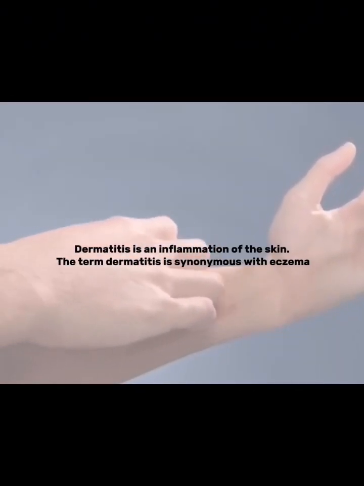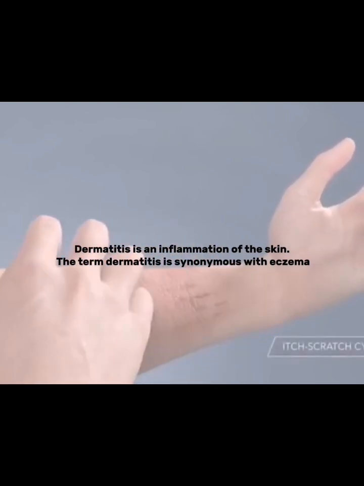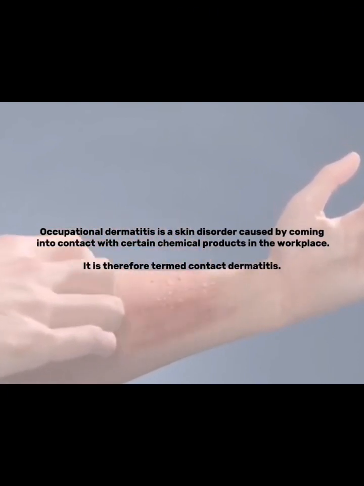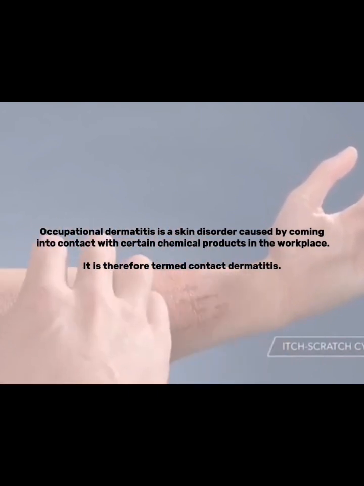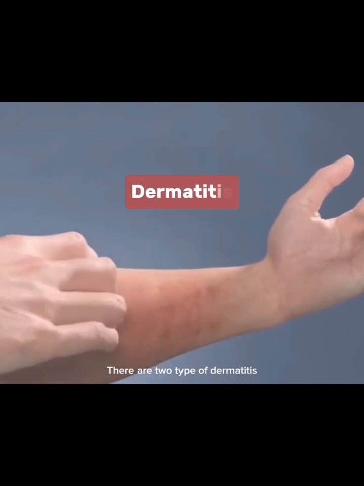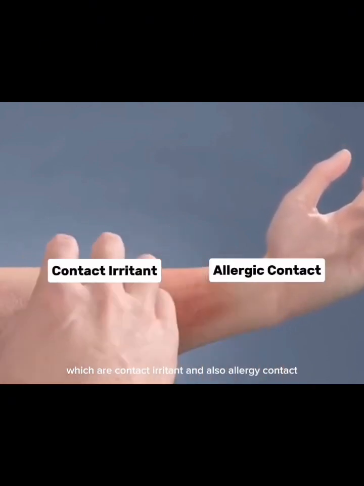Dermatitis is an inflammation of the skin. The term dermatitis is synonymous with eczema. Occupational dermatitis is a skin disorder caused by coming into contact with certain chemical products in the workplace, and it is therefore termed contact dermatitis. There are two types of dermatitis, which are contact irritant and allergic contact.